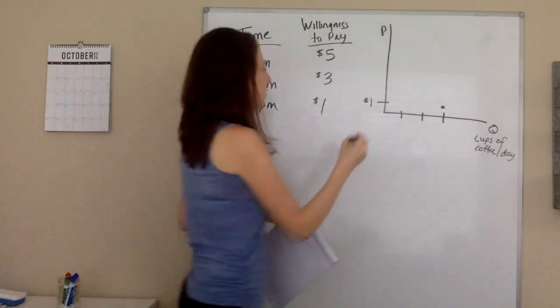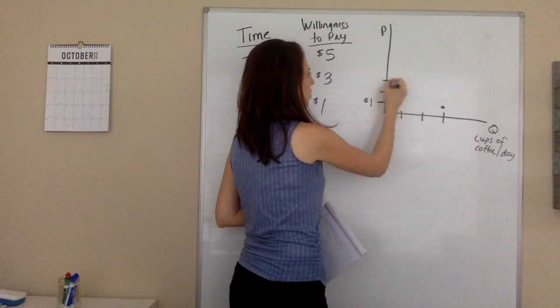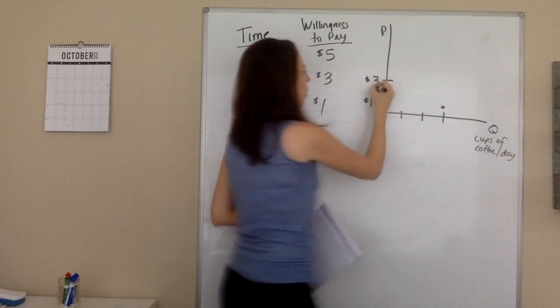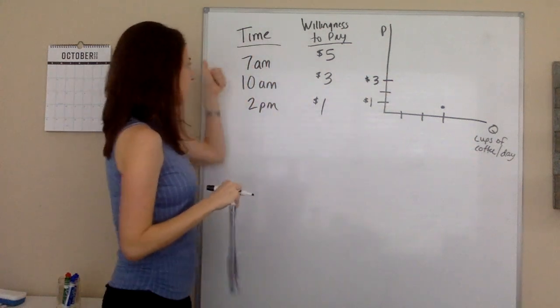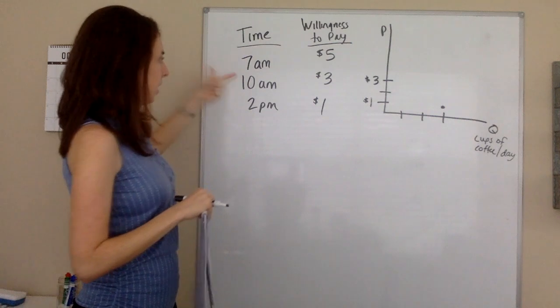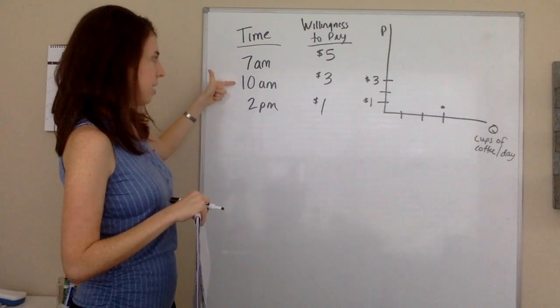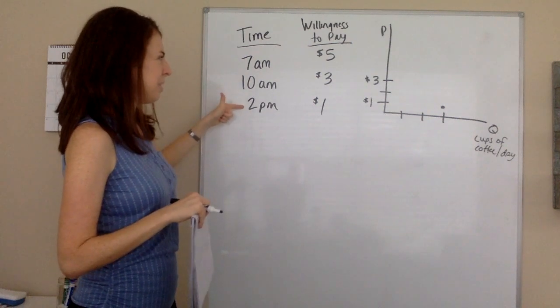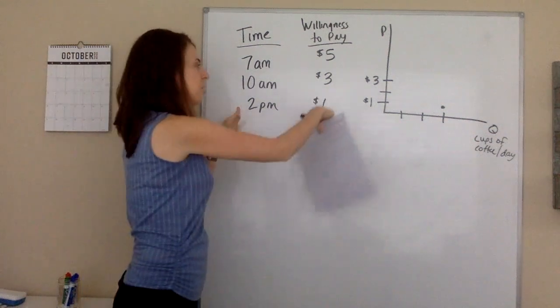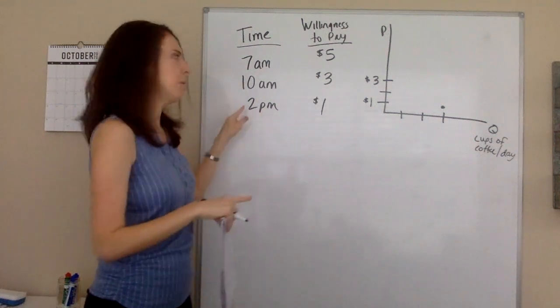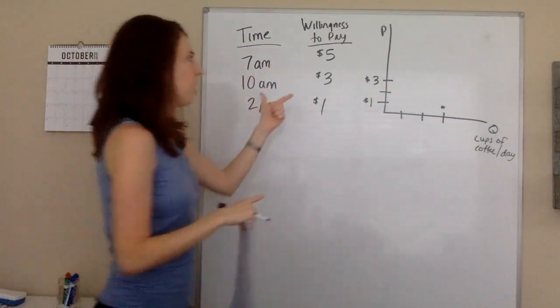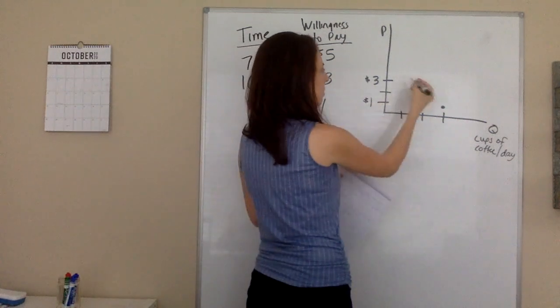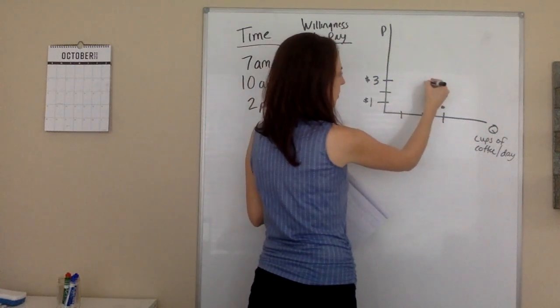And if the price was $3, well, at a price of $3, they'd get a cup at 7 a.m., they'd get a cup at 10 a.m., but at 2 p.m., they're not willing to pay $3, they're only willing to pay $1, so they'll scratch the 2 p.m. cup of coffee, and they'll have 2 cups of coffee if the price of each cup is $3.